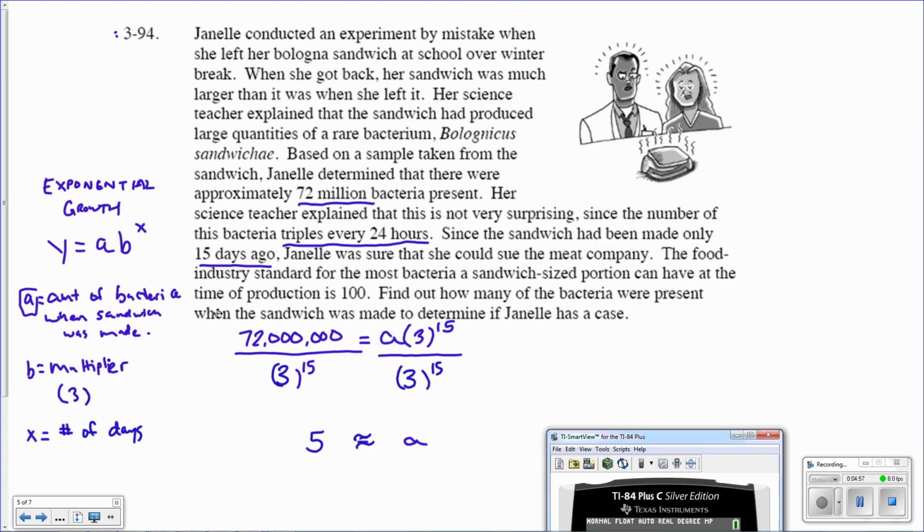So if there are only 5 bacteria present when she originally made the sandwich, that means that her claim here, her need to go sue the food company, will not work because that was way less than 100. Final answer, there were less than 100, or you could say there were about 5 bacteria present.